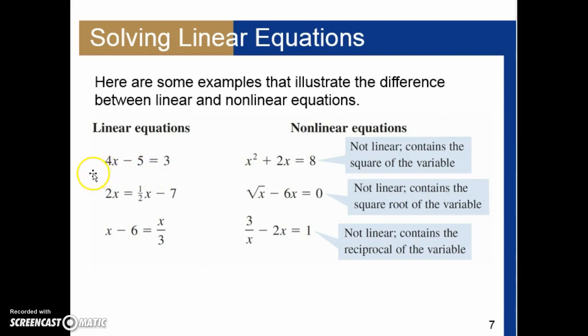So linear equations are variables with a degree of 1. If we have a variable with a degree of 1, it is a linear equation. You can see here this is nonlinear because there's a degree of 2. Here is a root, and here is a reciprocal term. So none of these are linear.